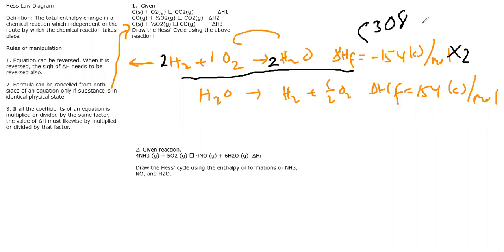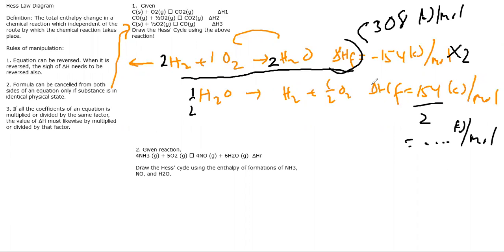If you multiply the number of moles here, it will also affect the value of delta H. So how about if you divide? You just divide this one by 2. For example, if you only need half of it, then delta H is also divided by 2, and it will give you a specific amount of energy.